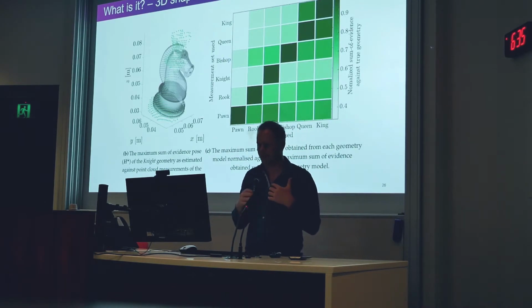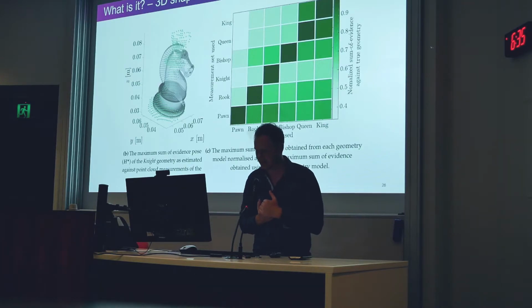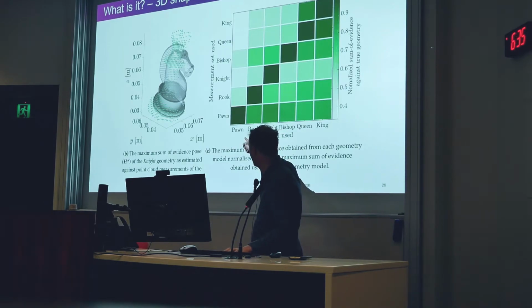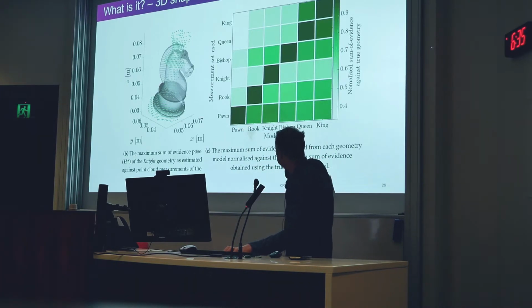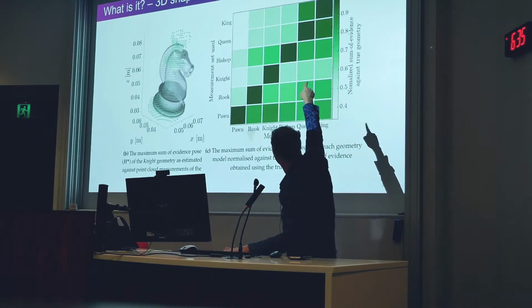But here is a confusion matrix where I have put each of those geometry models against a point cloud made by one of the other ones. So on the left here, I'm showing my fit of a knight against, I believe it is the queen point cloud. And the diagonal here is showing you that the pawn was the best for the pawn, the rook was the best for the rook, the knight geometry was the best for the knight. I should read it this way. The knight geometry was the best for the knight point cloud, the bishop geometry was the best.